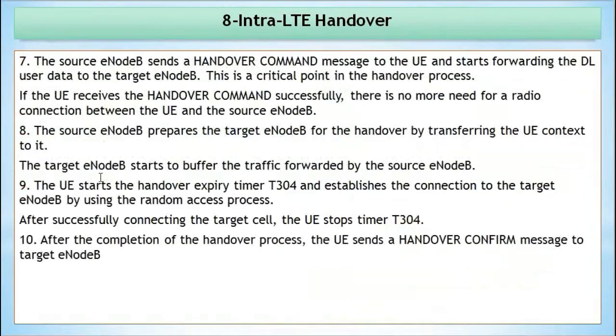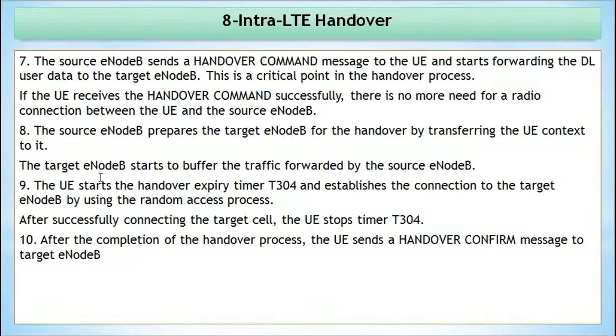The source eNode B sends a handover command message to the UE and starts forwarding the downlink user data to the target eNode B. This is a critical point in the handover process. If the UE receives the handover command successfully, there is no more need for a radio connection between the UE and the source eNode B. The source eNode B prepares the target eNode B for the handover by transferring the UE context to it, and the target eNode B starts to buffer the traffic forwarded by the source eNode B.